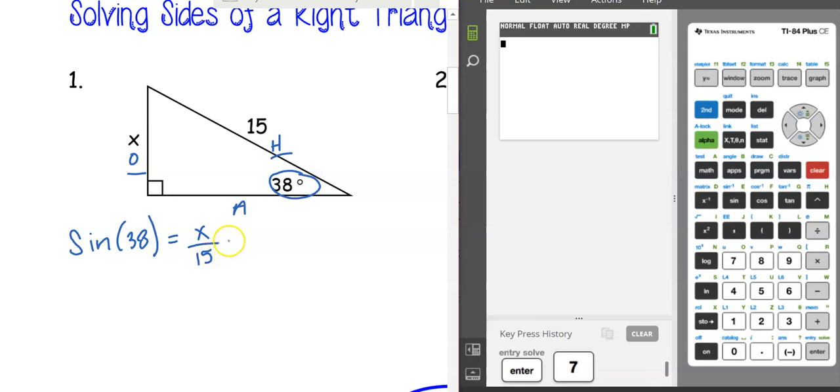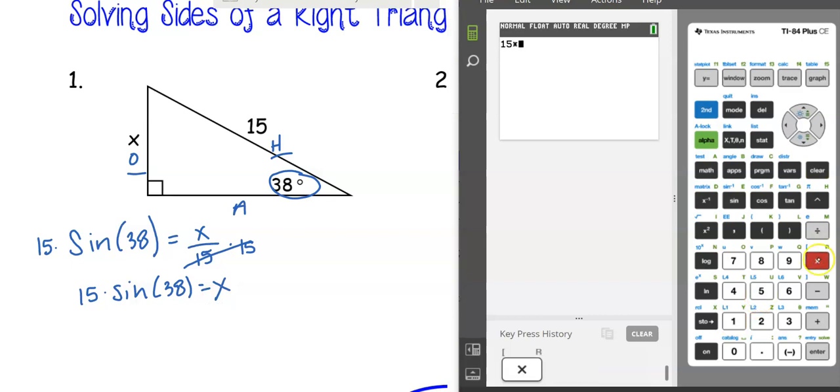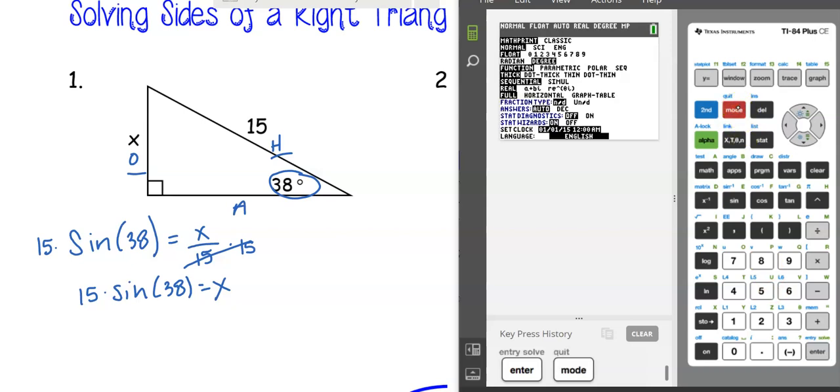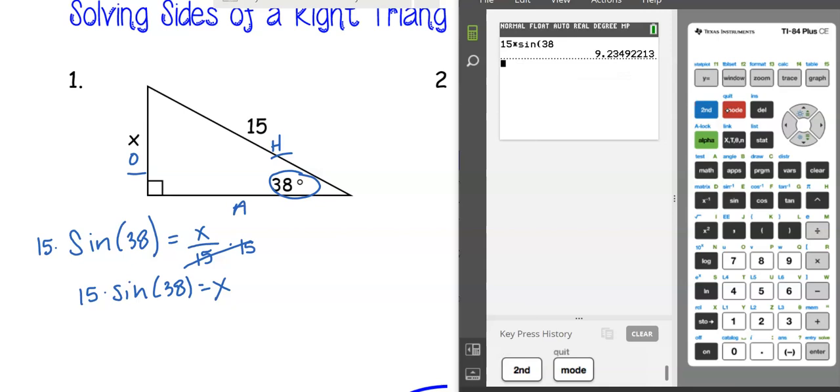When our number is in the denominator, all you do is multiply each side by 15. Okay, so then you have 15 times the sine of 38, which is x. And we just go over to our calculator and do 15 times the sine of 38 and hit enter. Okay, so I'm just going to double check because it is in degrees. So my answer for x is going to be 9.2.